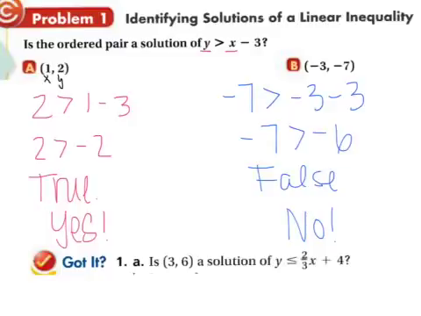Now press pause in the video and go to Nearpod and complete Got It Question 1.